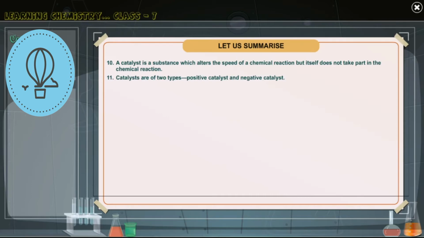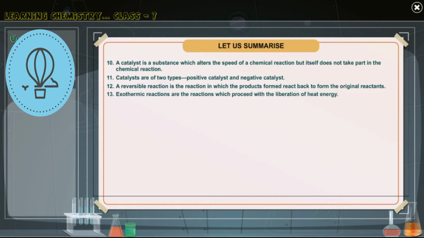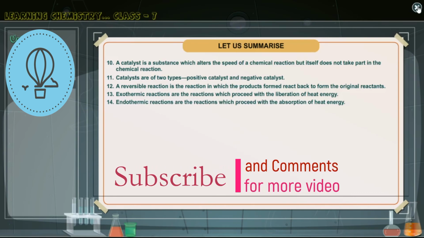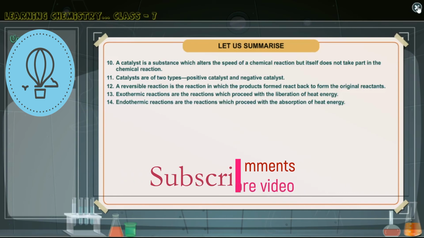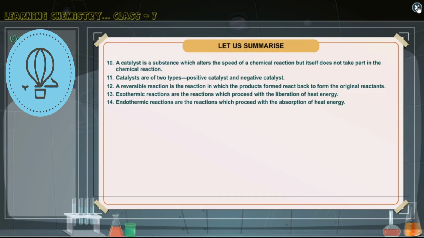11. Catalysts are of 2 types, positive catalyst and negative catalyst. 12. A reversible reaction is the reaction in which the products formed react back to form the original reactants. 13. Exothermic reactions are the reactions which proceed with the liberation of heat energy. 14. Endothermic reactions are the reactions which proceed with the absorption of heat energy.